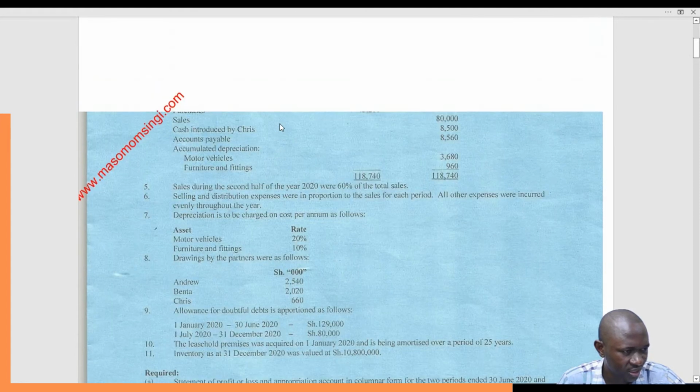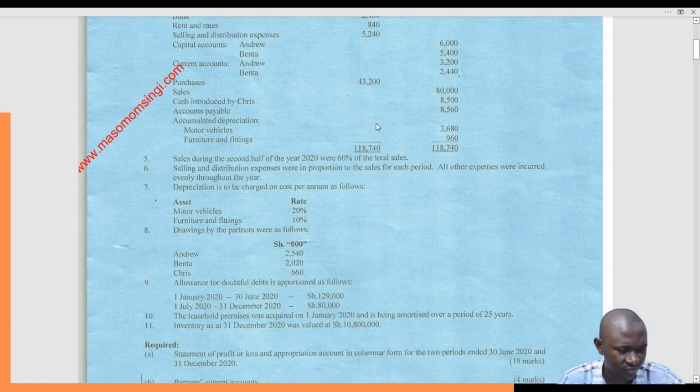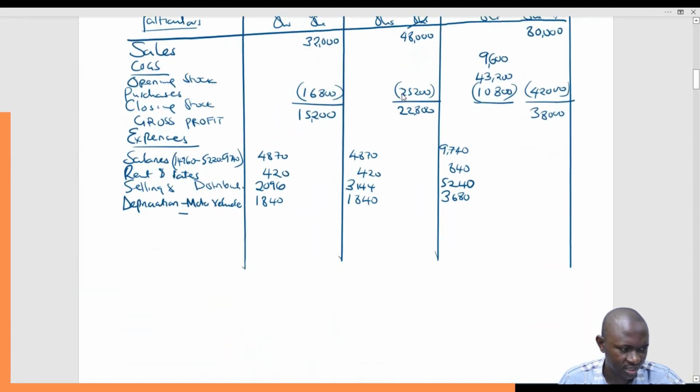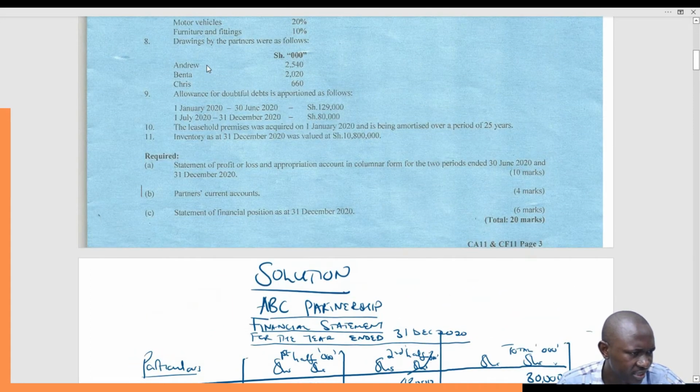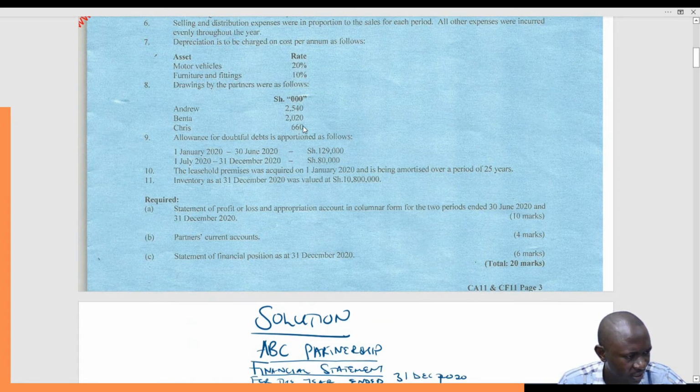Then furniture and fittings is 10%. So go back. Furniture and fittings, the cost is 5,600. 10% of 5,600 is 560. So 560 is here for the whole year. The first half is 280, the second half is also 280. Good, we are moving on well. Let's see if there's any other expense that we've left out. Drawings by the partners, those are not expenses.